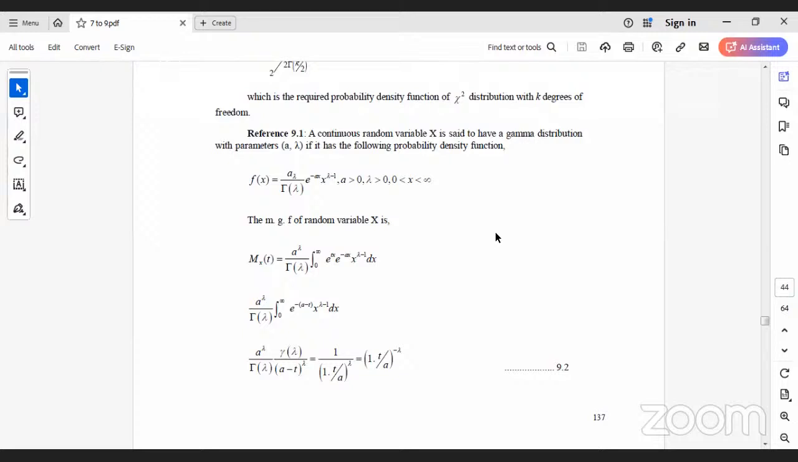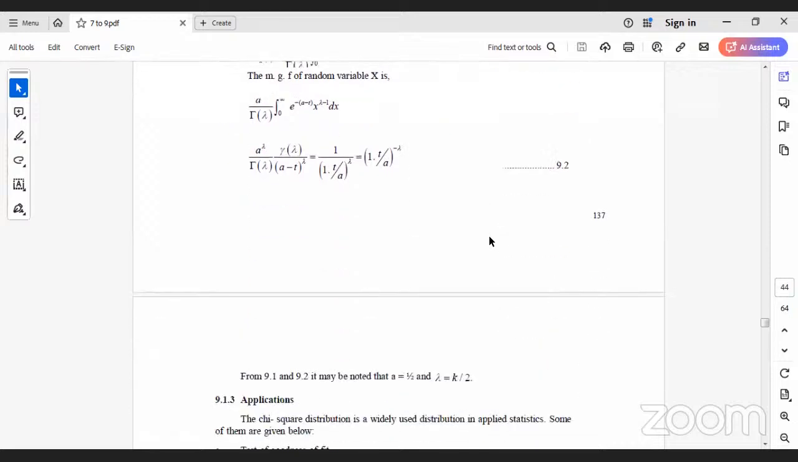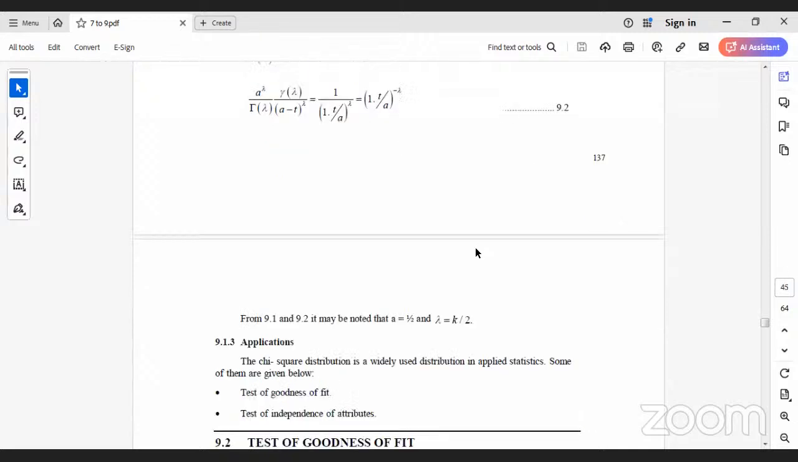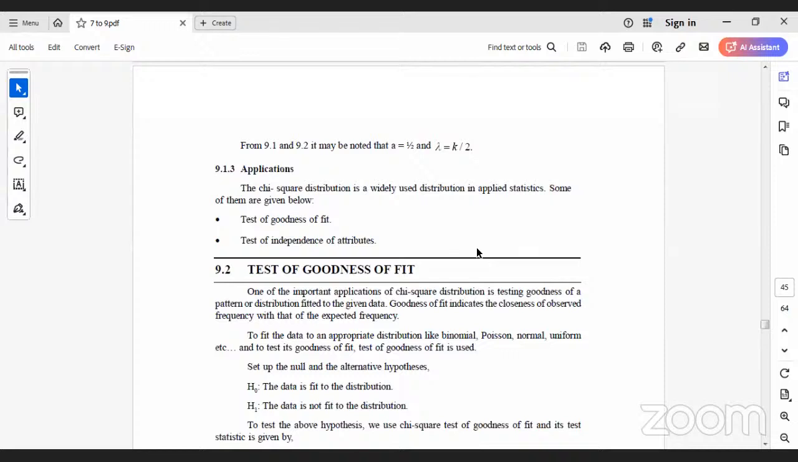the integral from 0 to infinity of e^{tx} e^{−ax} x^{λ − 1} dx, which is a^λ / Γ(λ) times the integral from 0 to infinity of e^{−(a − t)x} x^{λ − 1} dx. So it becomes a^λ Γ(λ) / (Γ(λ) (a − t)^λ), that is (1 − t/a)^{−λ}. Here we take a = 1/2 and λ = k/2.